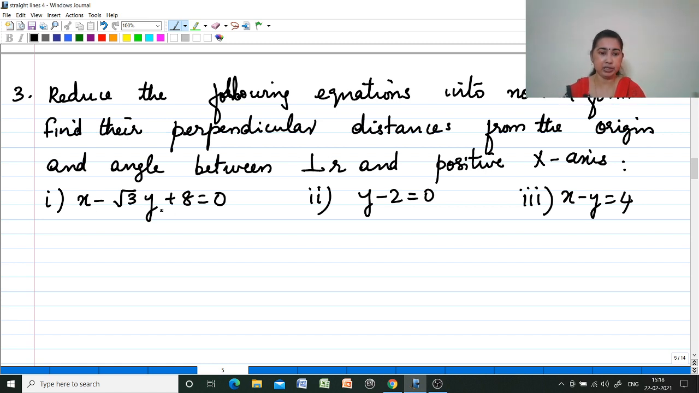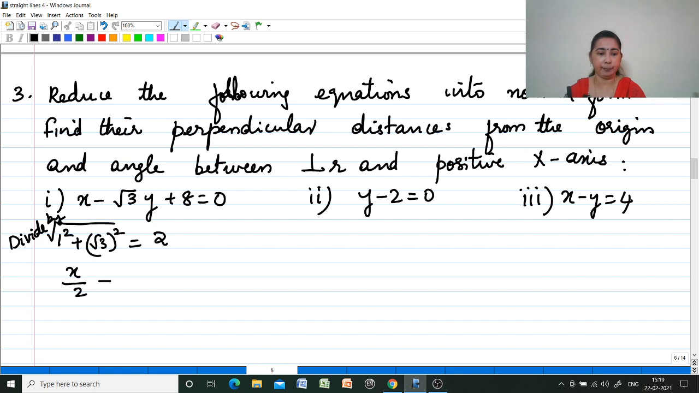So the first one is x - root 3 y + 8 = 0. Dividing throughout by root of a square plus b square, that is 1 square plus root 3 square, 3 plus 1 is 4, so I am dividing throughout by 2. What you get is x/2 - (root 3/2) y + 8/2, that is 4, equal to 0, or x/2 - (root 3/2) y = -4.